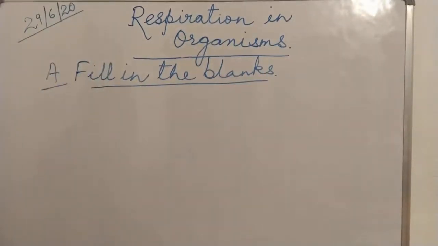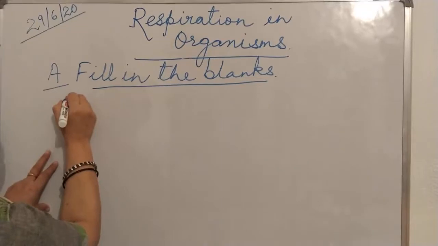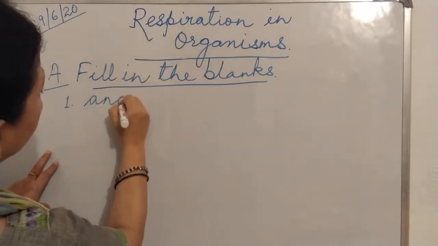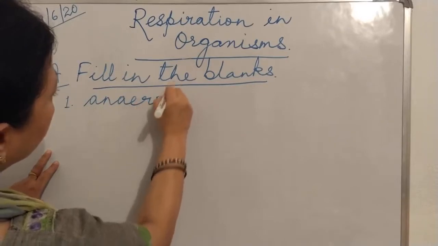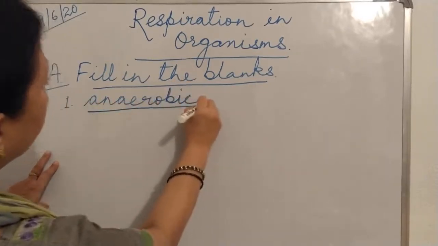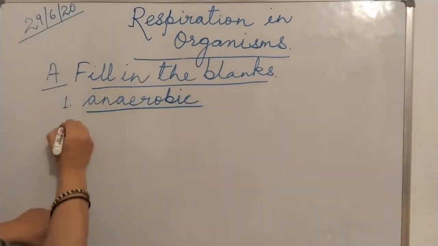First one is, lactic acid is produced during dash respiration. Lactic acid is produced during anaerobic respiration.